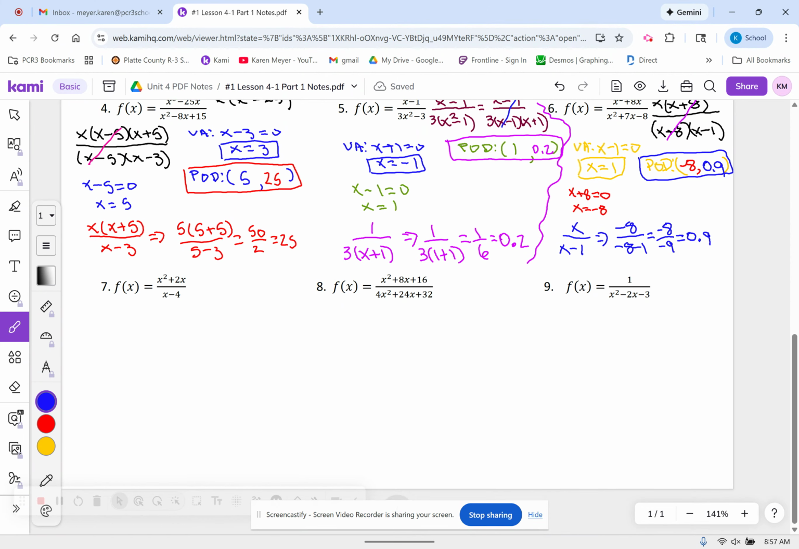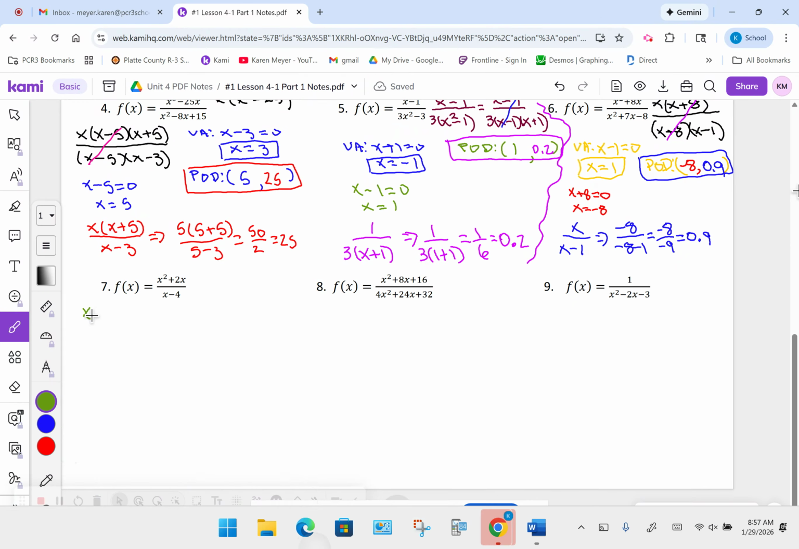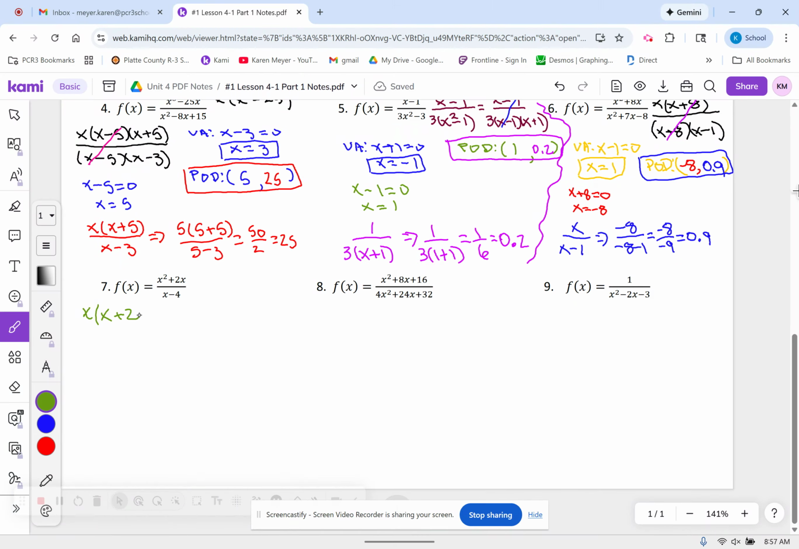Okay, a few more left. So on the next one, I would take out an x on the top, which gives me x plus 2. I can't do anything on the bottom, so I leave that. Nothing cancels out on this one, so no POD. And then your VA, you just solve what's on the bottom for x. So x minus 4 equals 0. So x equals positive 4, and that's your VA, and done.